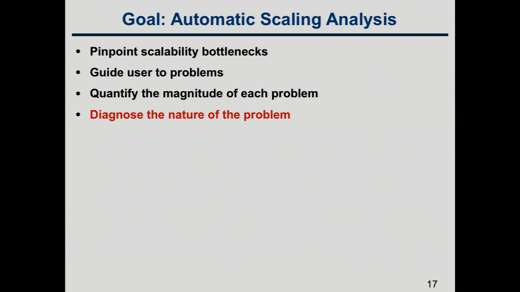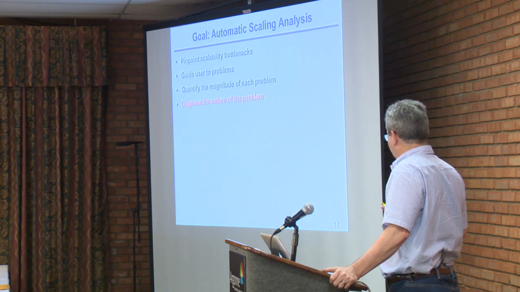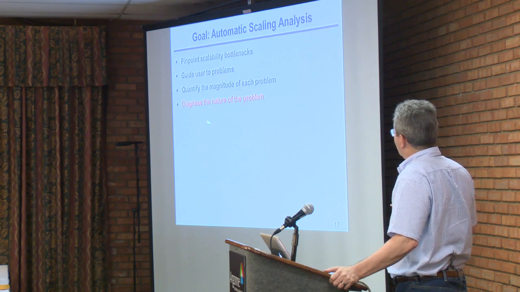So the goal is to have an automatic scaling analysis and to be able to pinpoint the scalability bottlenecks, guide the user to the problems, quantify the magnitude of each problem, and then diagnose the nature of the problem. For the top three, we really have this under control. Diagnosing the nature of the problem is something that's kind of up to you. We can show you where the problems are, and then it's up to you to figure out exactly what the cause of the problem is. Usually if we can say that the problem is here in the source code, then you can figure out why the problem occurs.